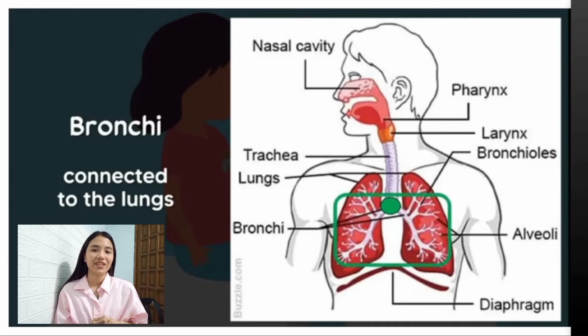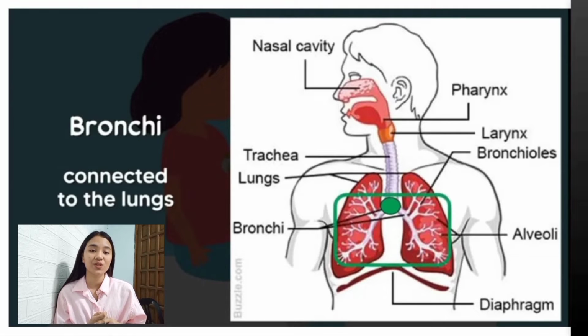Air will enter either bronchus since both are connected to the lungs. In addition to that, each bronchus is further divided into many small tubes, known as bronchioles, and at the end of the bronchioles are air sacs.